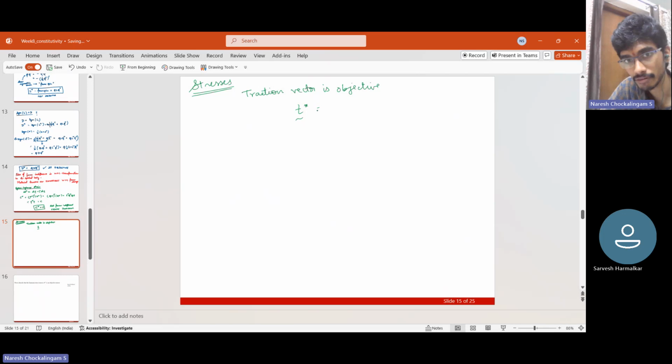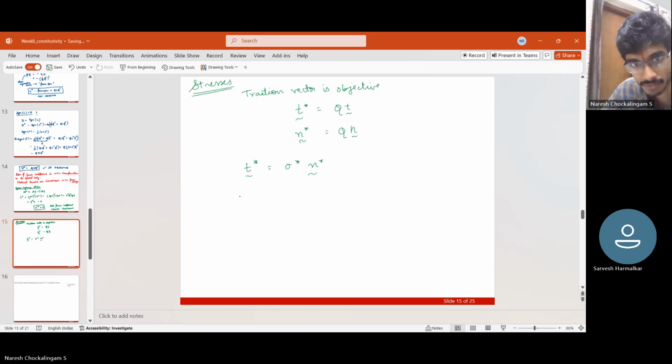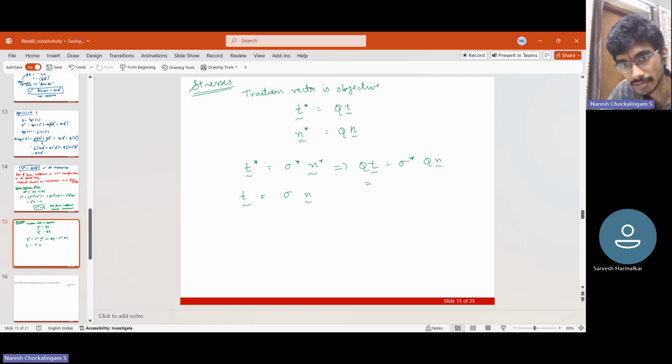So T star is equal to QT. And normals are of course objective. So the normal measured against one frame of reference is related to the normal in another rotated frame of reference by this relationship. So if you assume that the traction vector is objective, you have T star is equal to sigma star n star, and T is equal to sigma n. But what is T star? T star is QT, which is equal to sigma star Qn, which means T is equal to, taking the Q to the other side, Q transpose sigma star Qn.